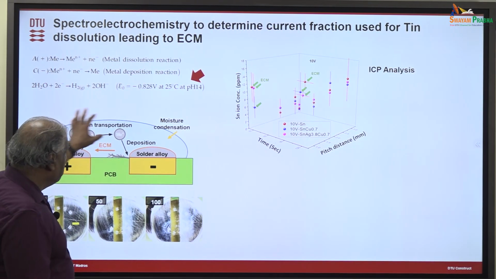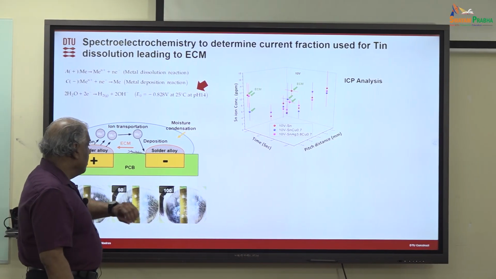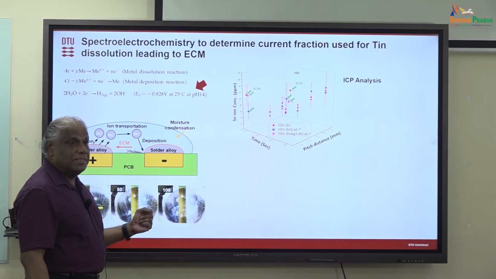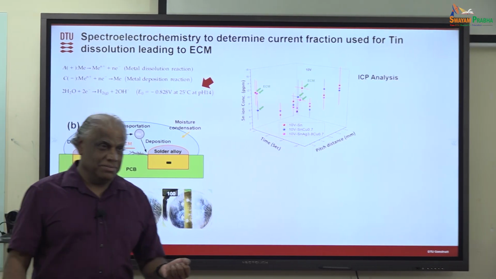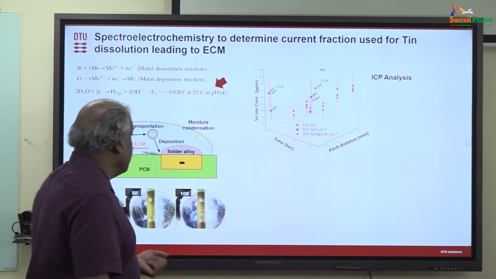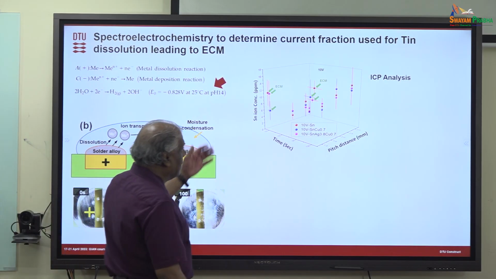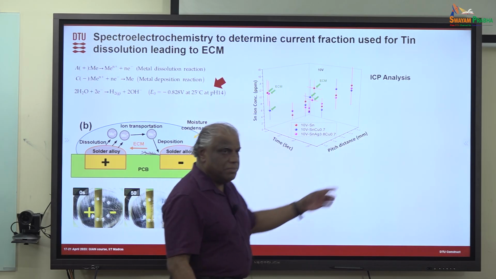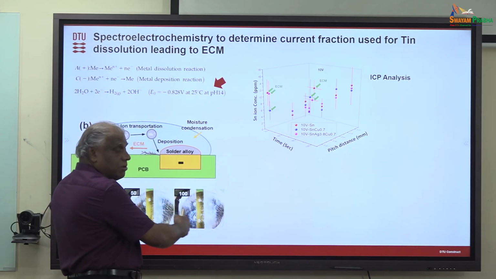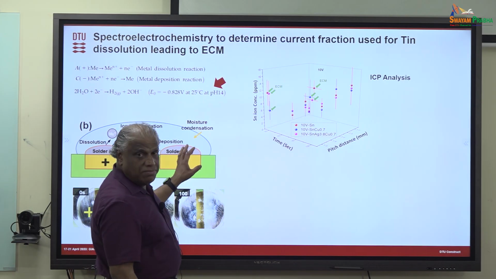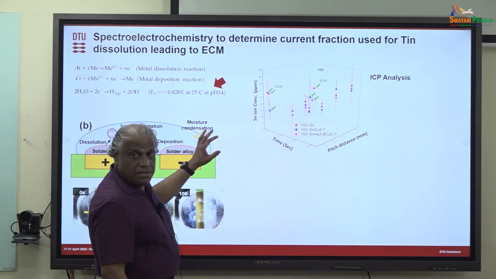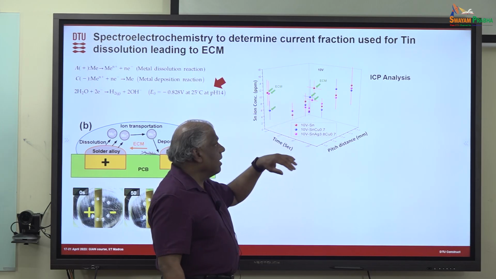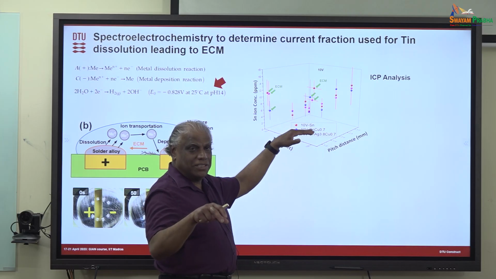That means we do an experiment like this, and when we are doing the experiment, we collect the solution at different times and measure the amount of metal dissolved from that. This is just a certain experiment, again in the initial stage. You have different times and different pitch. Pitch means you are changing the distance between the electrodes. Each time we take the solution and measure the tin ion concentration using ICP, and then we know how much tin is dissolved in each condition.